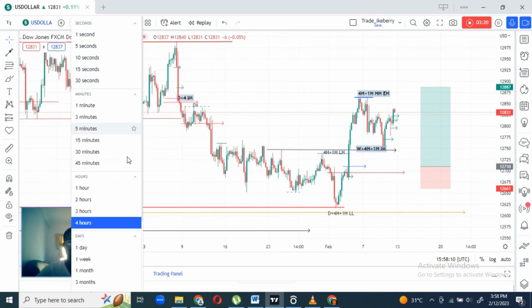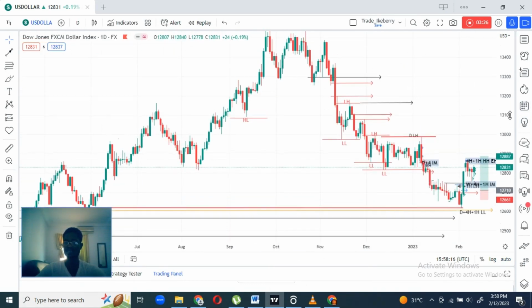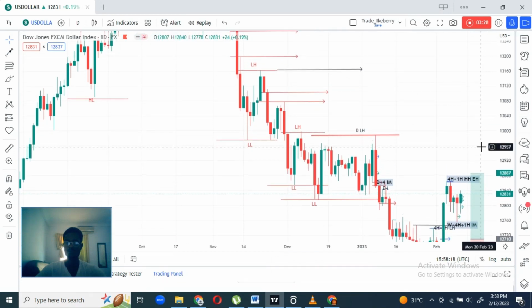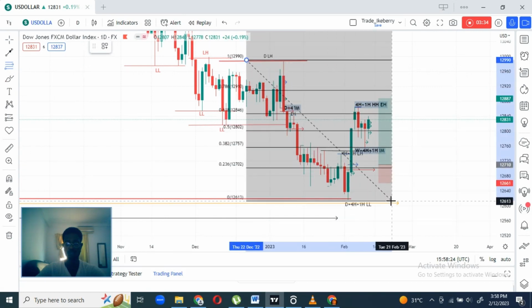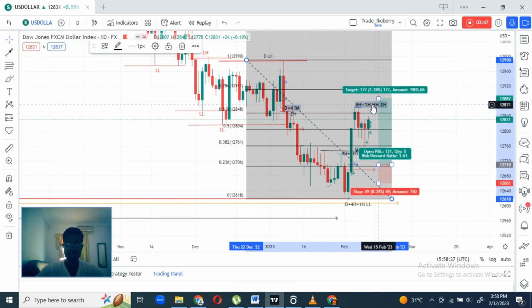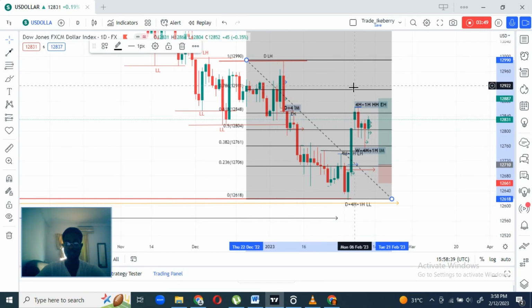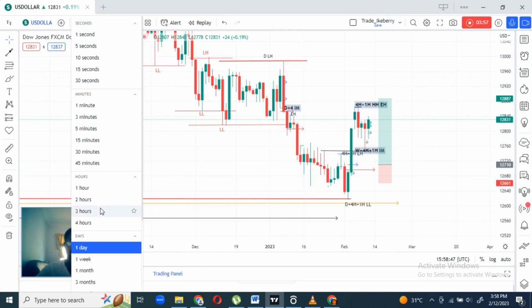If we go back to the daily and use the fib, let me reset the chart. Use the fib on the daily. We realize that price has been able to pass the 50% retracement, and has passed the 68.2 retracement, heading towards the 78.6 retracement. That is currently where price is going on the daily time frame.